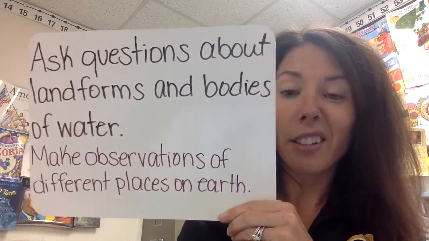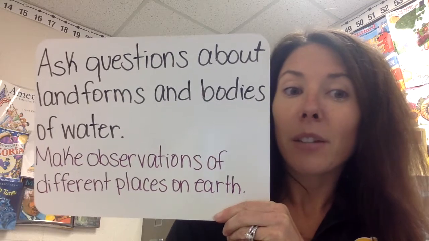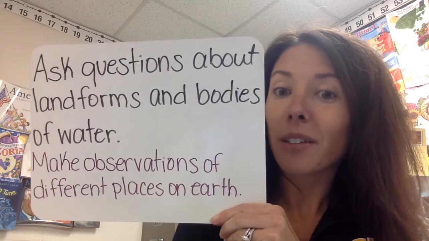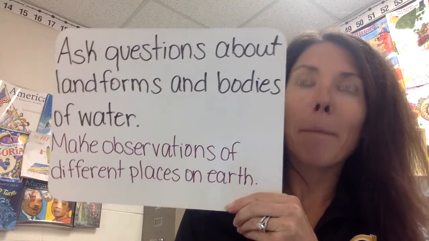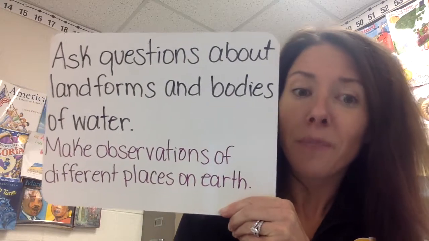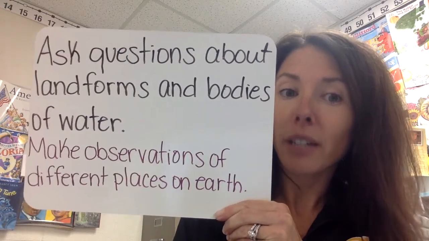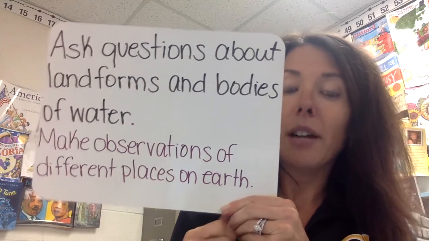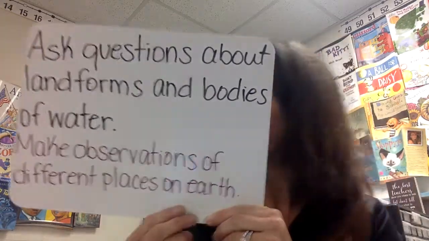So we're going to continue to talk about more of those things, but really though, how those things were formed. How did they start? How did they become the way that they are? How do they look the way that they look? So today, you are going to make observations of different places of Earth. And throughout this lesson, we're going to ask questions about landforms and bodies of water.